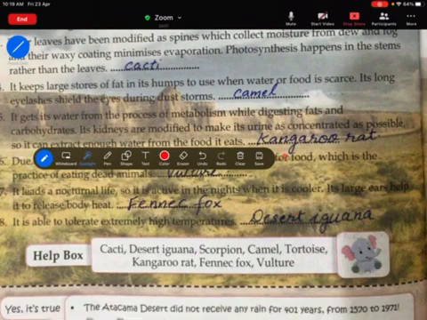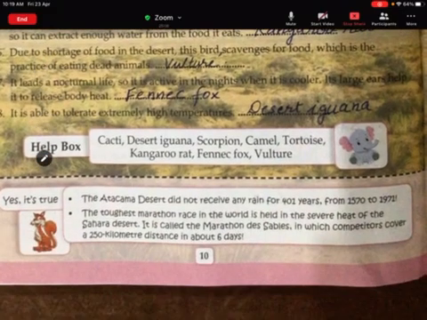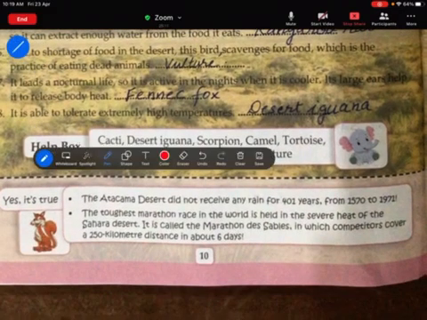Now, let's see something about Atacama Desert. The Atacama Desert did not receive any rainfall for years, from 1570 to 1971. The toughest marathon race in the world is held in the severe heat of the Sahara Desert. It's called the Marathon des Sables, in which competitors cover a 250 kilometers distance in about 6 days.